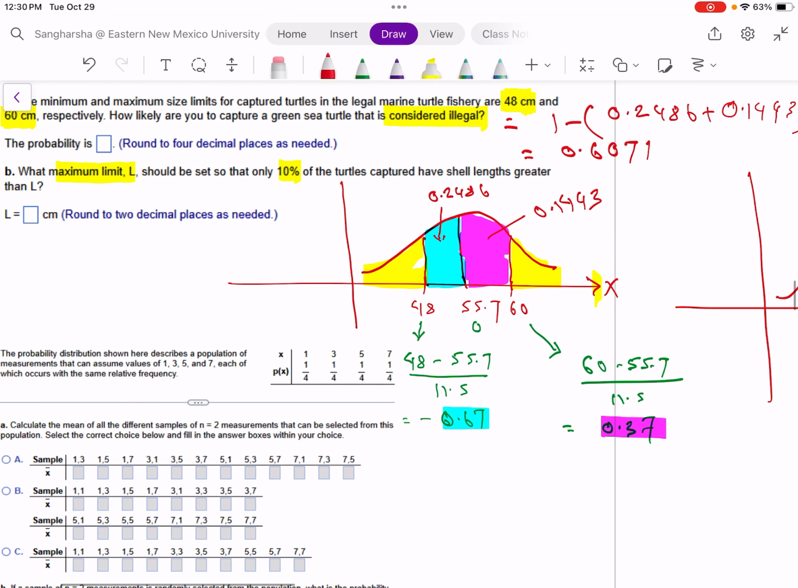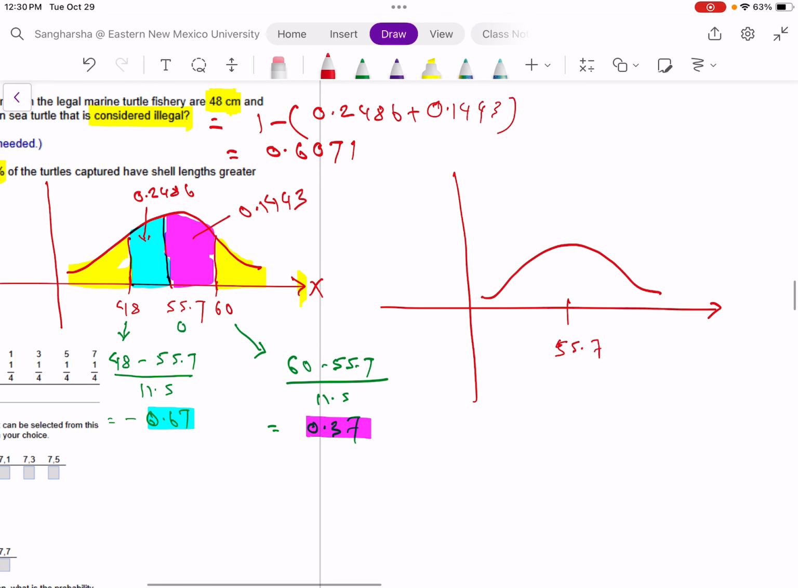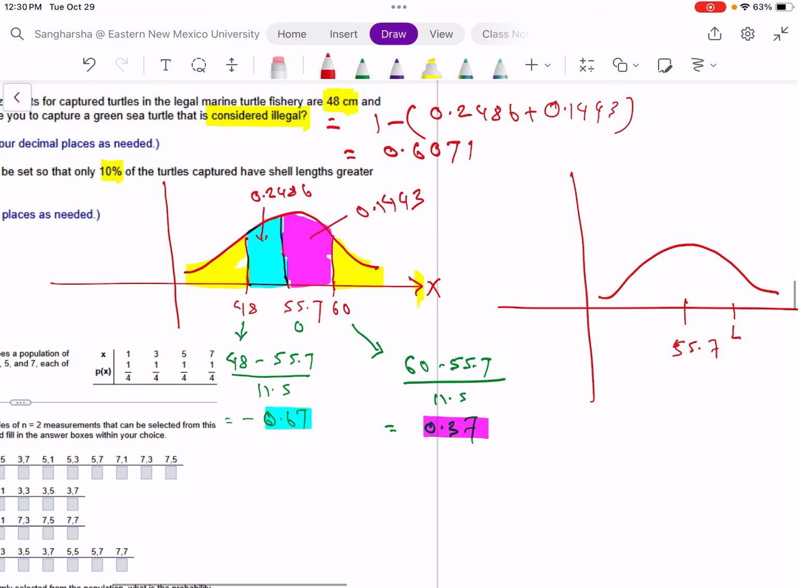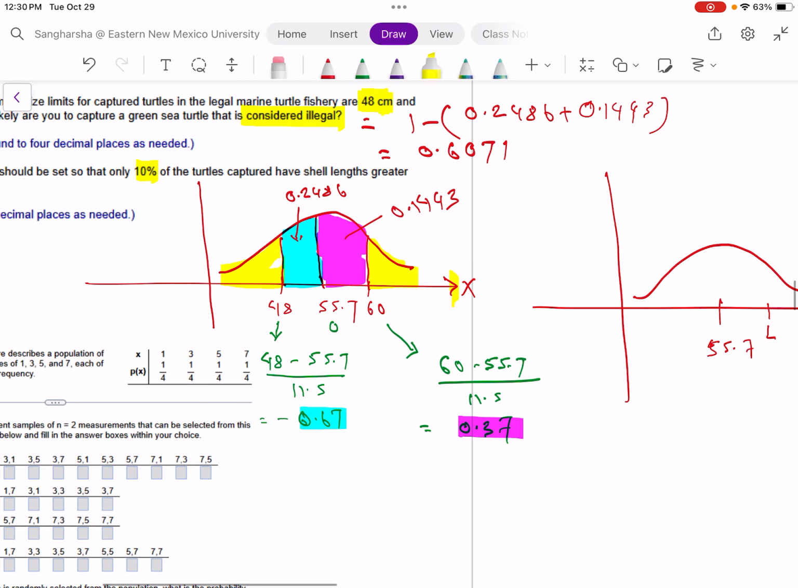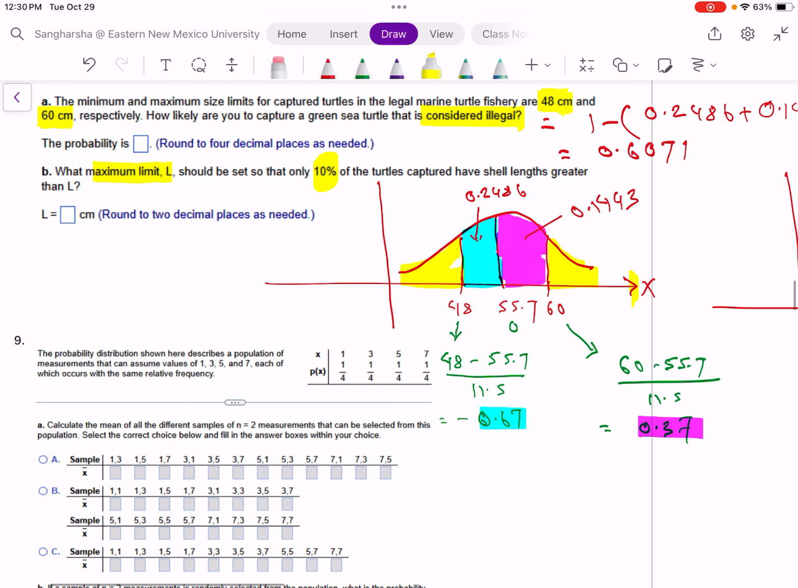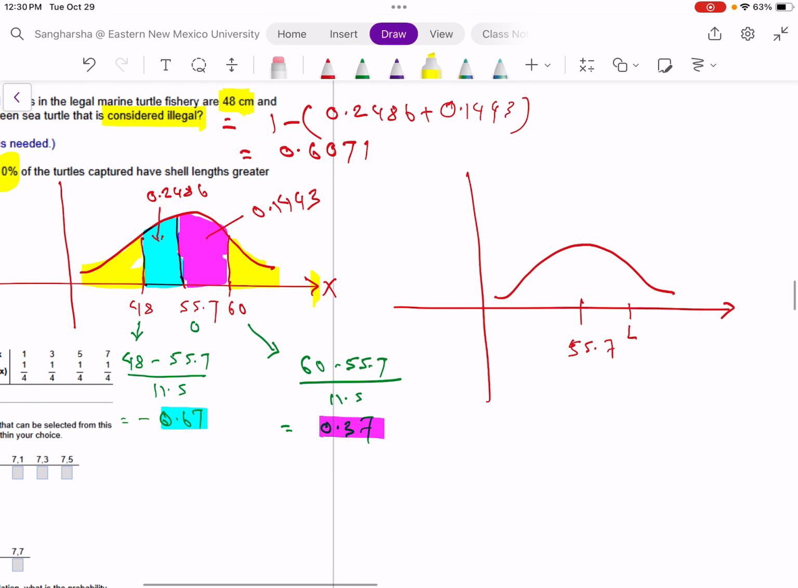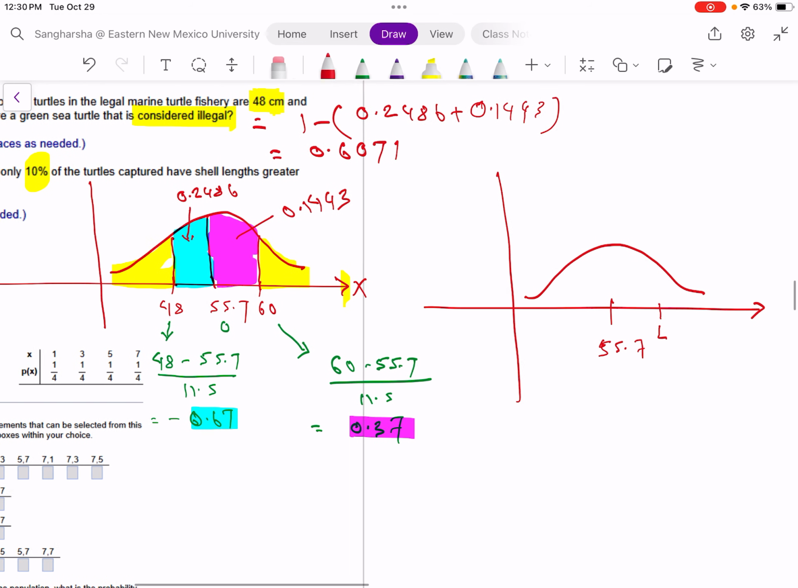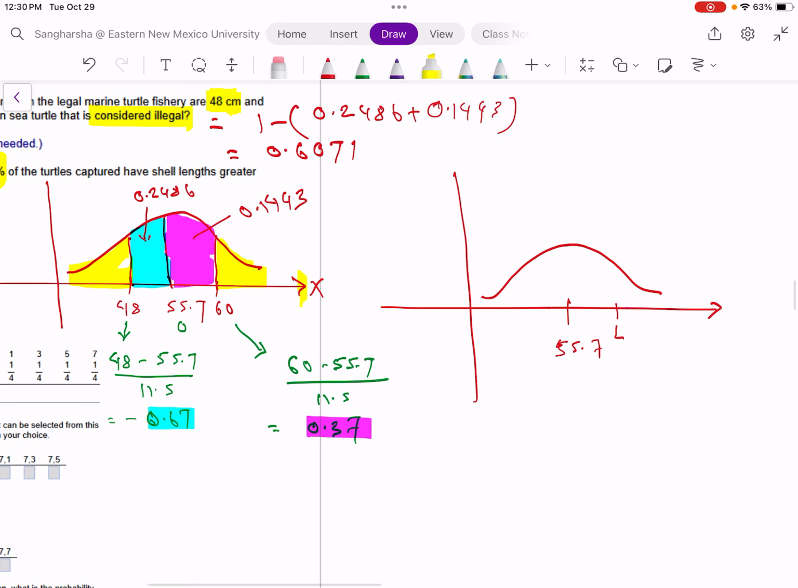Now what are we asked here? We are asked to find the length. It means, let's say our length is on the right, or it might be on the left, but we need to figure that out. So find the maximum length that should be set so that only 10% of the turtles captured have cell lengths greater than L. Now what does that mean? So the probability is 0.1, right? So the probability that length is greater than this L is 0.1.